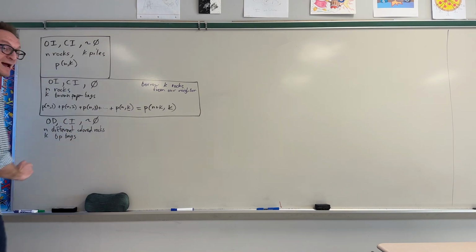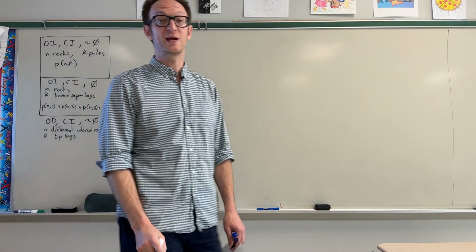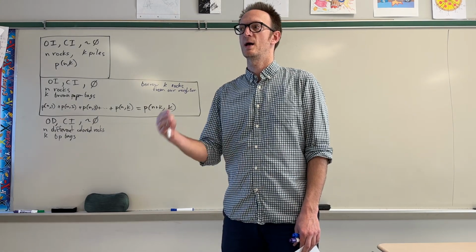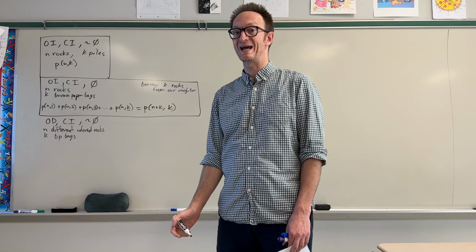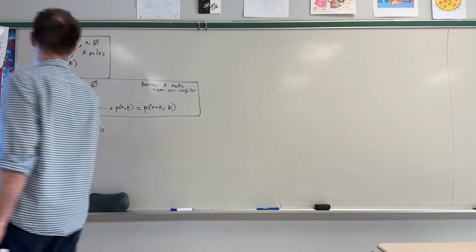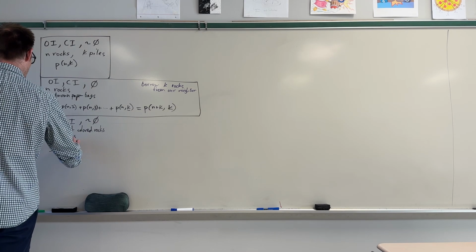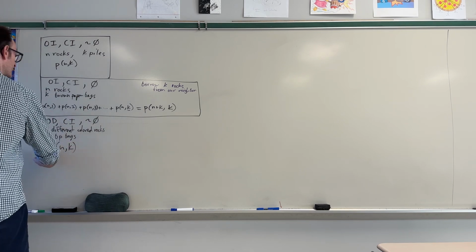Okay, well, this is the exact thing that the Stirling numbers were created for. Stirling numbers of the second kind, by definition, count the number of ways to put n distinguishable objects into K indistinguishable containers such that none of them is empty. So the answer to this is just S(n,K).